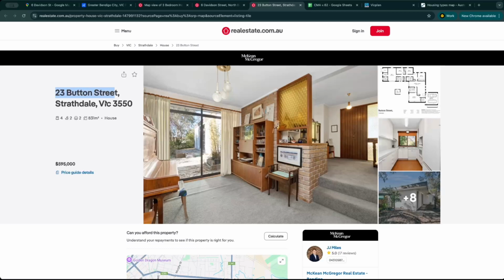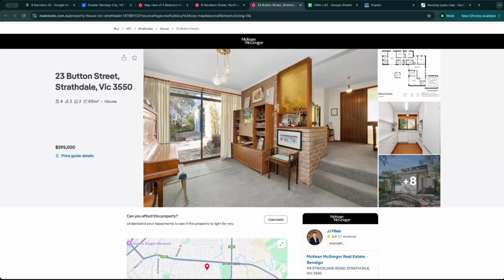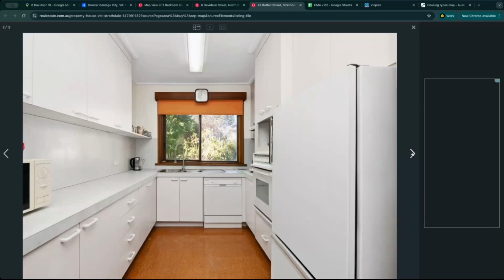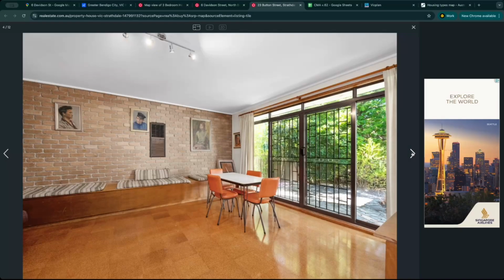Finally, we've got 23 Button Street in Strathdale, Victoria, 4-bed, 2-bath, 830 square meters, $600,000. This looks pretty good.